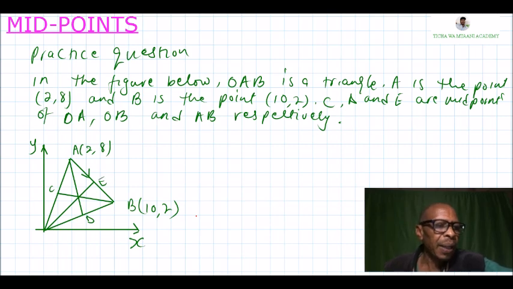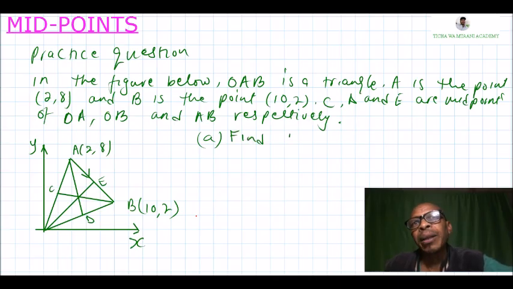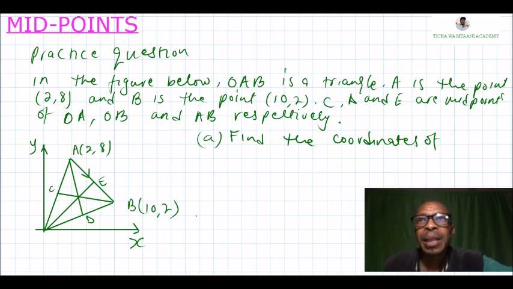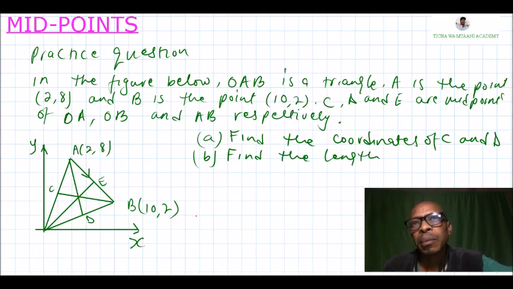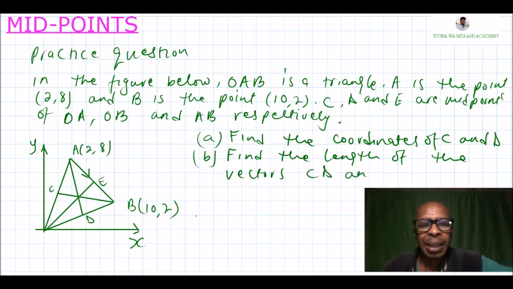So we have part A. Find the coordinates of C and D. Part B, you are told find the length of the vectors CD and AB. So that's a practice question you can try.